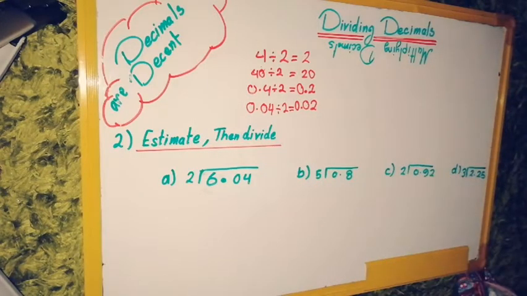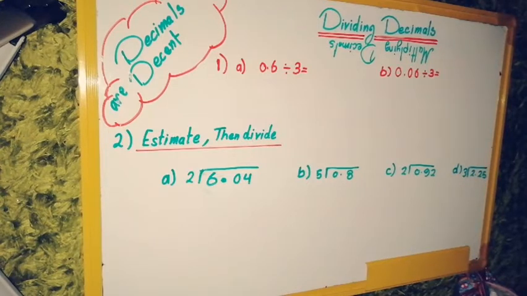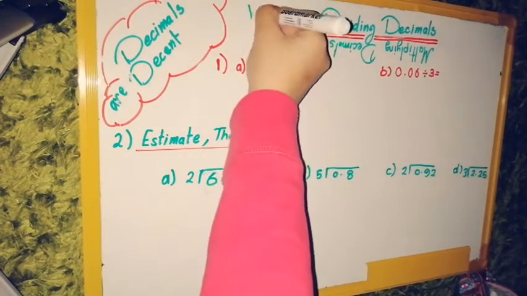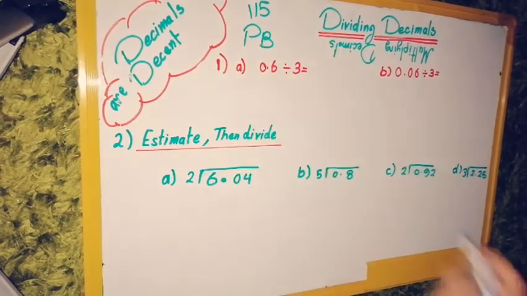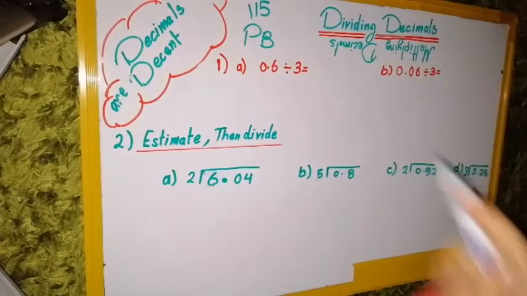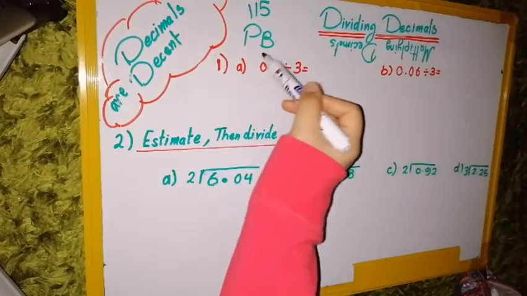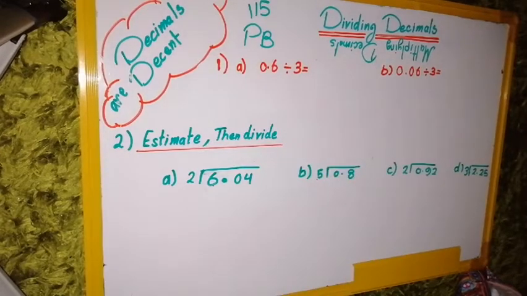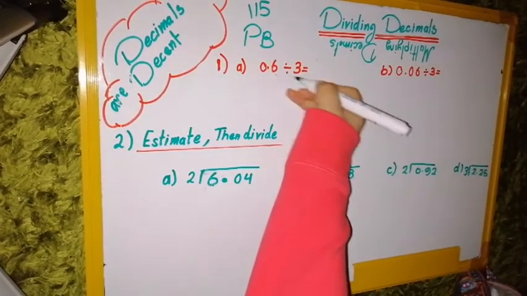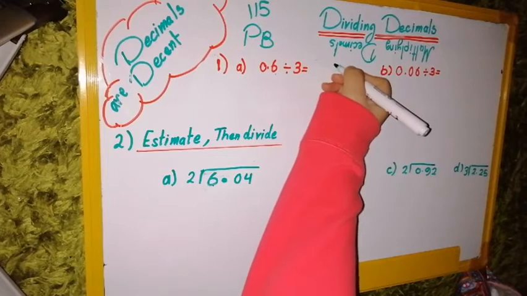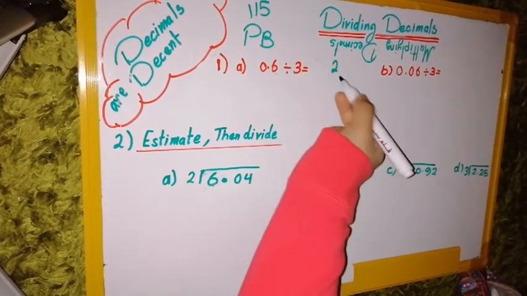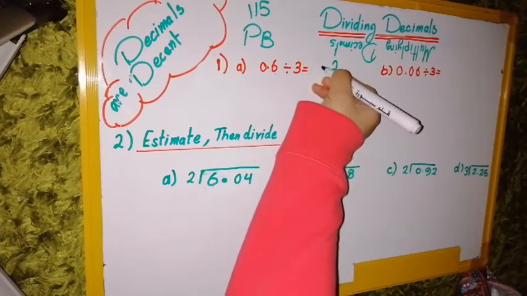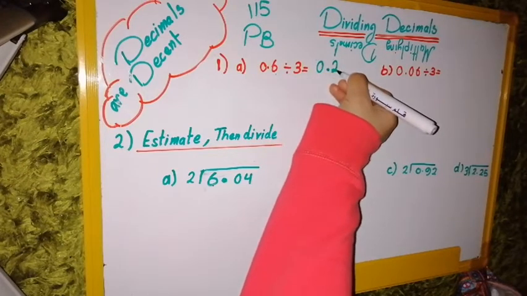Let's see it next. Now I want you to open your books on page 115 in Pupils book, and let's answer together. See exercise 1 on page 115. As we just said that we have 6 divided by 3, this is something normal we are used to do, so it's 2, but 2 here is not in the ones place, so I'm going to put it in its place, which is here, tenths.